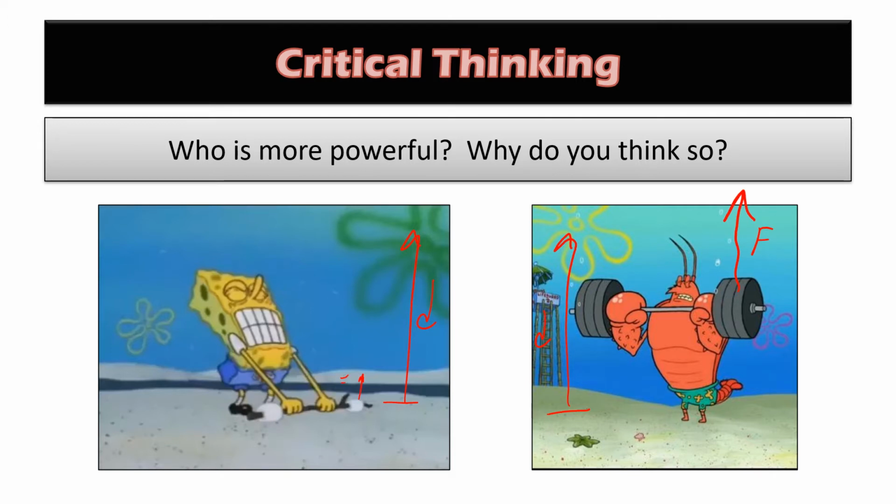So hopefully you could see that SpongeBob is doing less work because work is equal to FD, and Larry's doing more work because it's force times the same distance, right? But just looking at the work, that is only one piece of what we need to look at when we're looking at power. So the real question is who's more powerful, not who's doing more work.